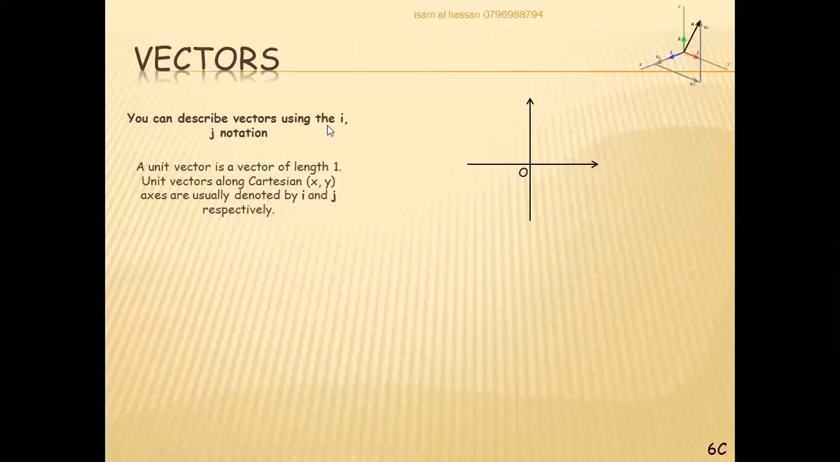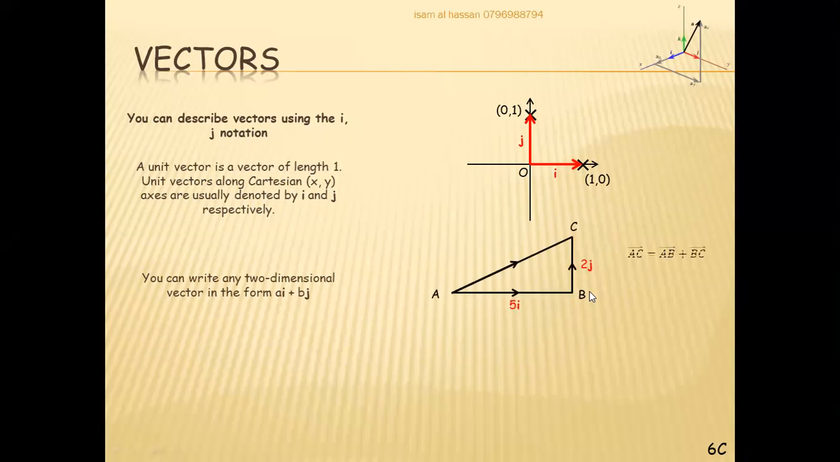You can describe vectors using the i and j notation. A unit vector is a vector of length 1. Unit vectors along the Cartesian x and y axes are usually denoted by i and j. This is the unit vector on the x-axis, represented by i, and the unit vector on the y-axis, represented by j.